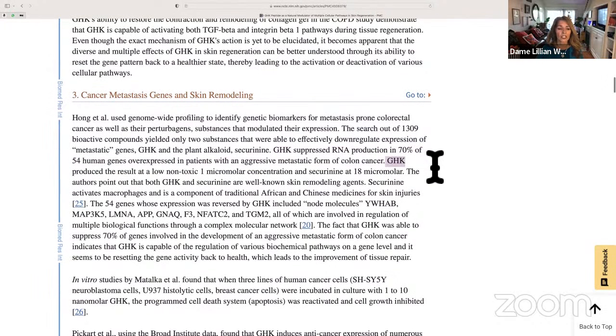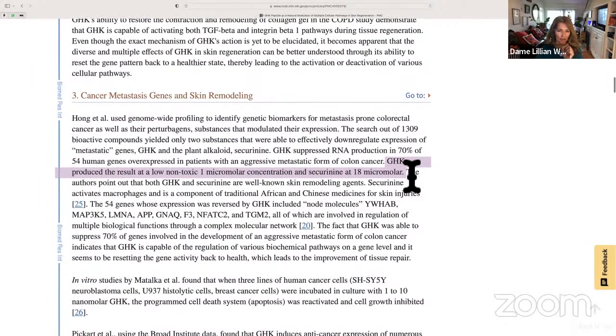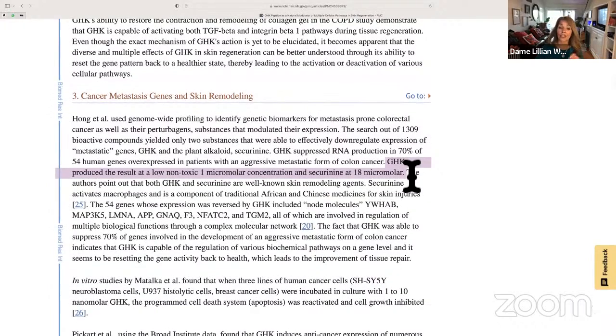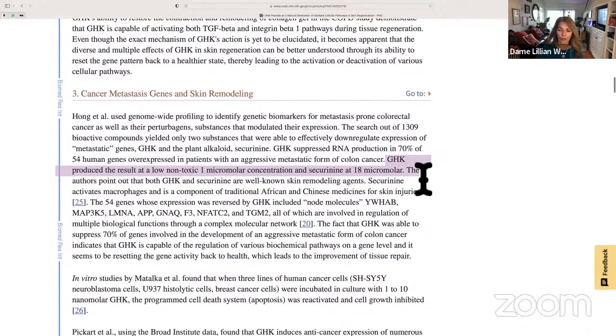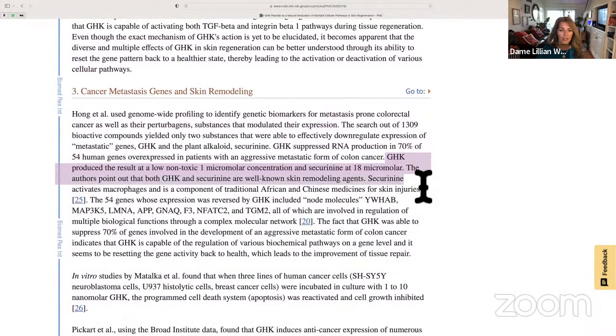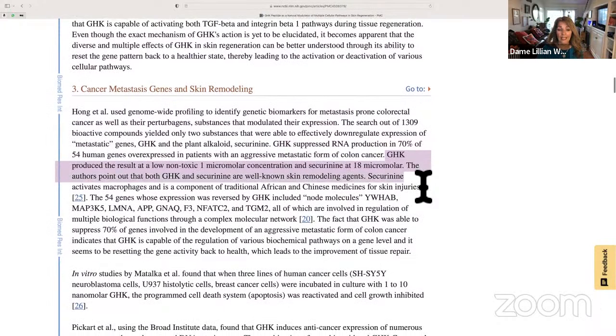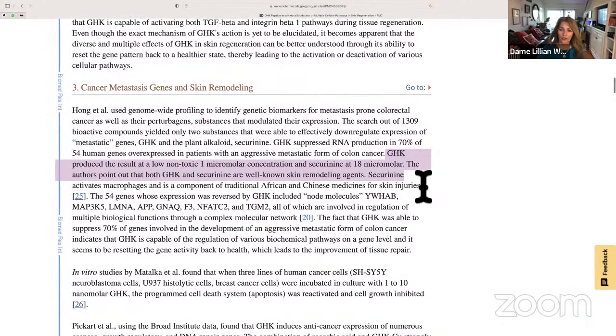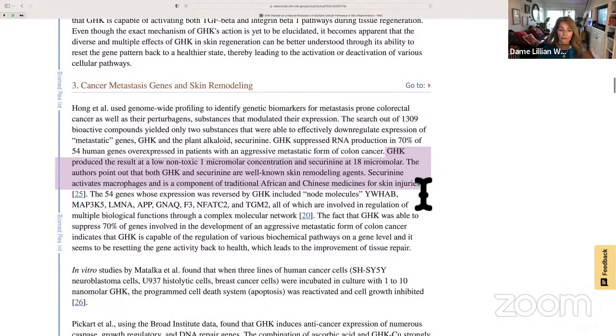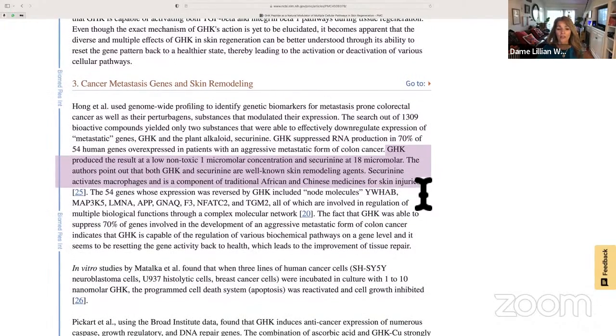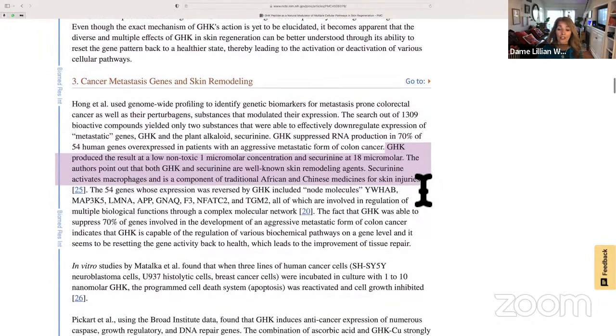Talks about how GHK produced this result at a low non-toxic one micromolar concentration, and a micromolar is a unit of measurement at a cellular level, and securenine at 18 micromolars. These are tiny, tiny little amounts. The authors point out that both GHK and securenine are well-known skin remodeling agents. Securenine activates macrophages, and is a component of traditional African and Chinese medicine for skin injuries. So this is kind of interesting.